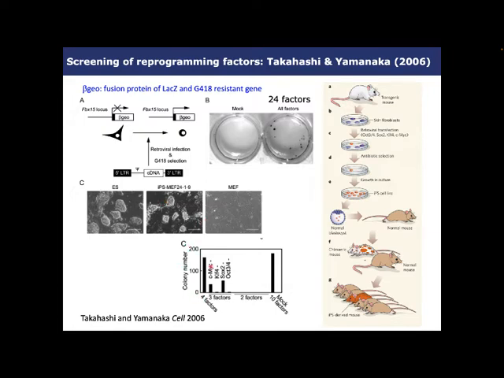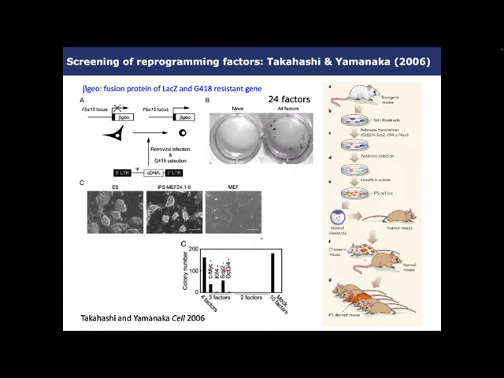And they tried to minimize the number of factors from 24 factors to 4 factors by removing the transcription factors one by one. And these 4 factors are essential because if we removed any one of them, such as c-MYC, KLF4, SOX2, and OCT3/4, the number of colonies formed drastically decreased, representing that these 4 factors are simultaneously important and essential for the reprogramming toward pluripotency.